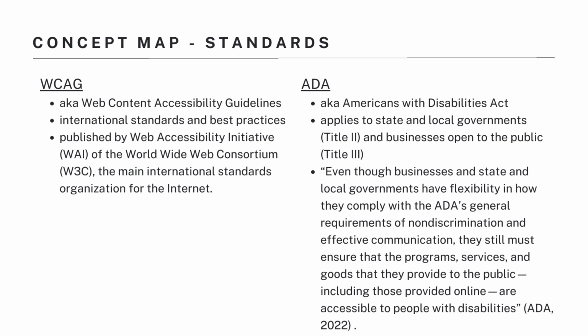ADA, also known as the Americans with Disabilities Act, applies to state and local governments, Title II, and businesses open to the public, Title III. Even though businesses and state and local governments have flexibility in how they comply with the ADA's general requirements of non-discrimination and effective communication, they still must ensure that programs, services, and goods that they provide to the public, including those provided online, are accessible to people with disabilities. That's taken from the ADA 2022.